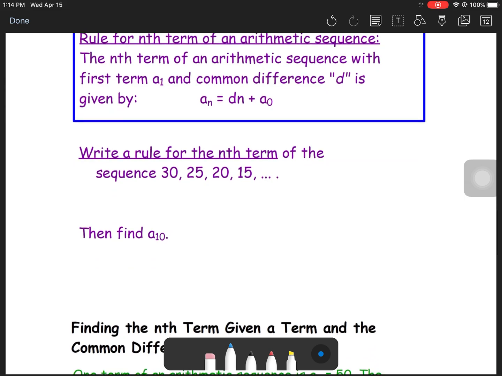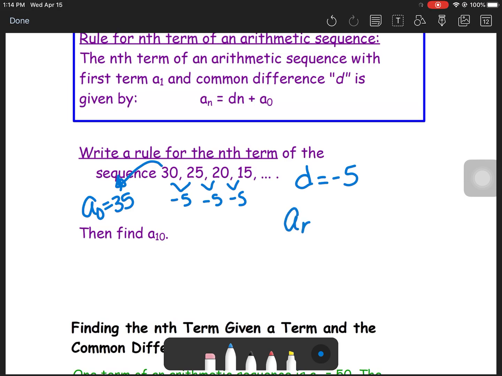So here's our sequence, and it looks like we are going down by 5 each time. So our difference is going to be -5, and that's how we put subtraction in. And then if we want to go backwards to find the a sub 0 term, instead of subtracting 5, we're going to add 5. So my 0 term is going to be 35. So a sub n is equal to -5 times whatever number term I want to find plus 35.